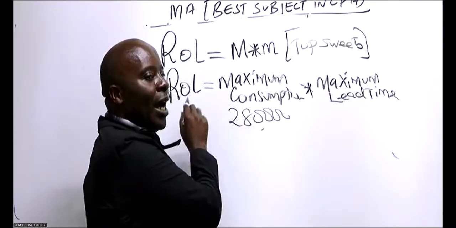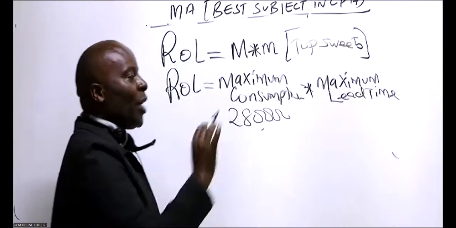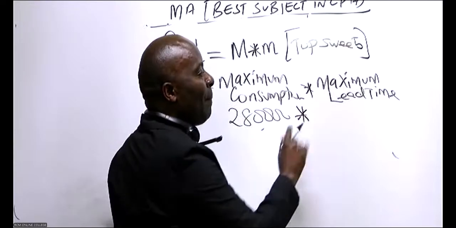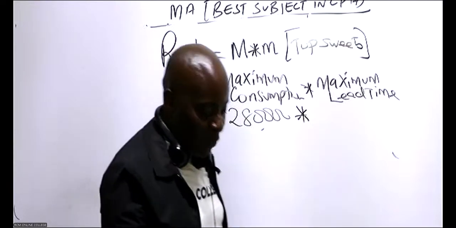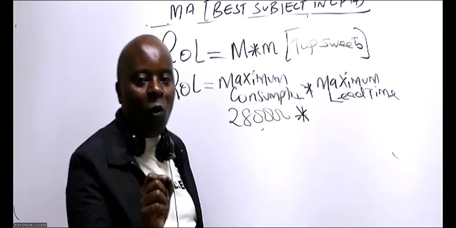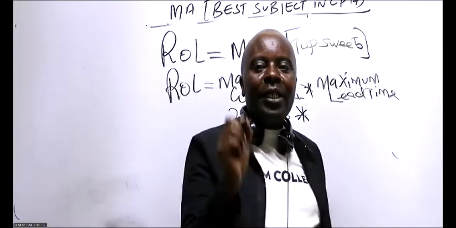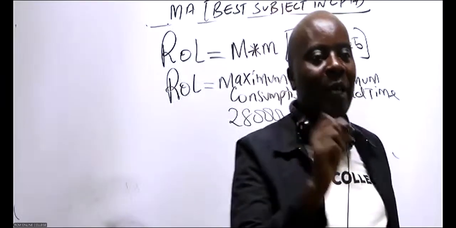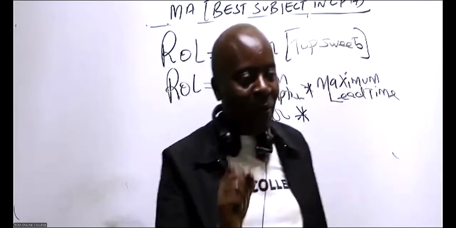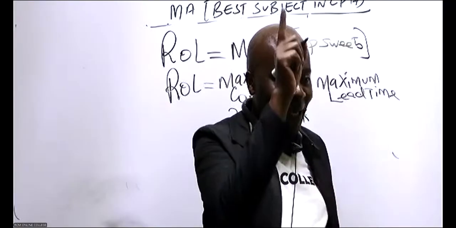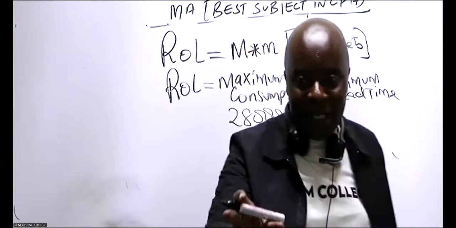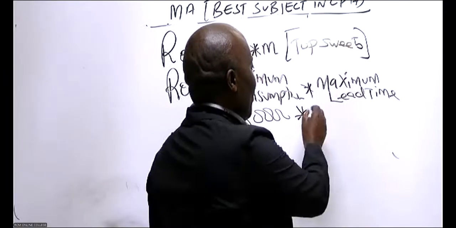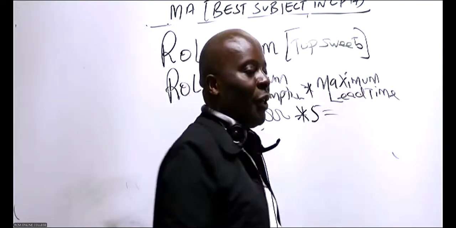This is reorder level. So 280,000 times the maximum lead time. Go to the additional information and try searching for the lead time. Lead time is also known as a reorder period. I don't want minimum, I don't want average, I want maximum. Maximum, how many days? 5. Whatever months, 5 months. So now you're able to give me this reorder level.